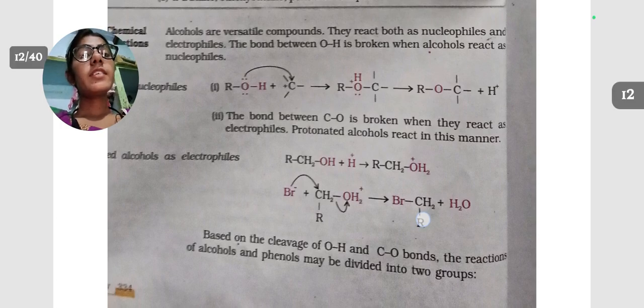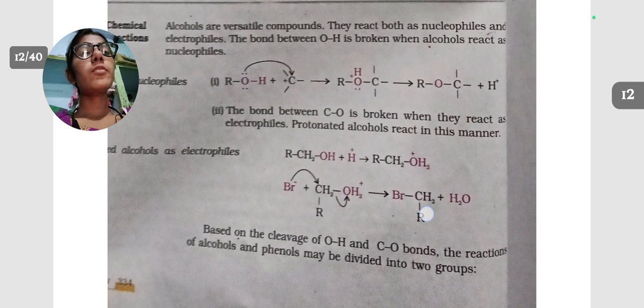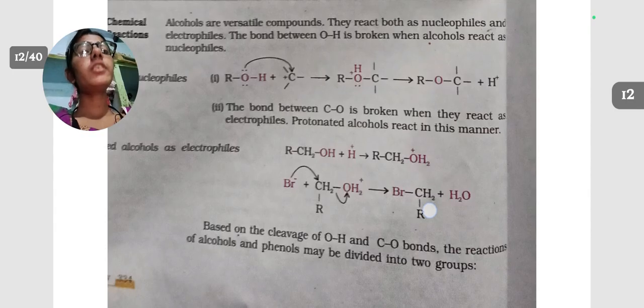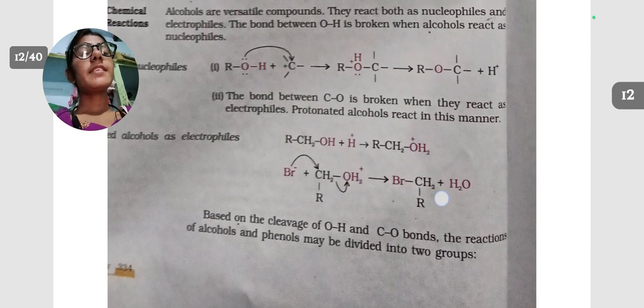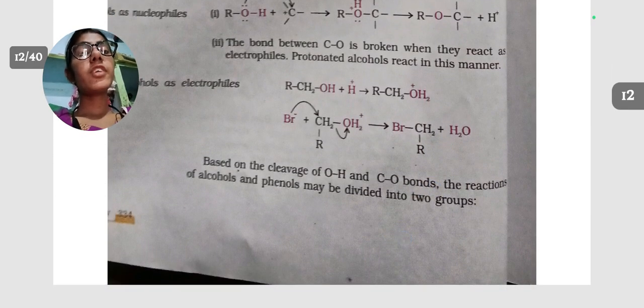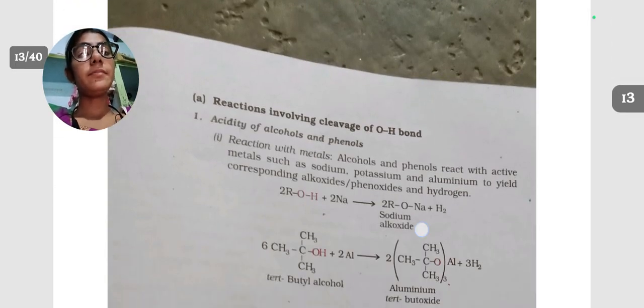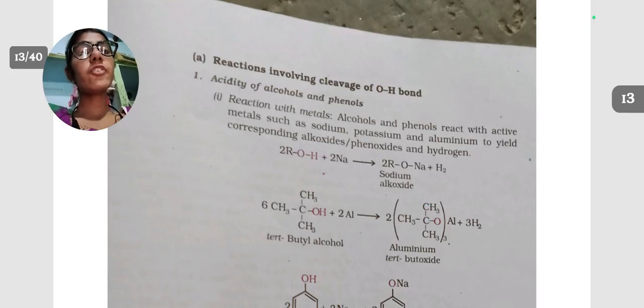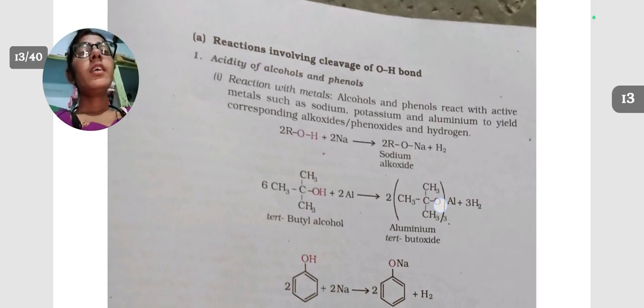The second is the bond between the C–O bond, which is broken when the electrophile proton is involved. Alcohols react in two manners. Based on the cleavage of the O–H and the C–O bond, the reactions of alcohols and phenols will be divided into two parts. First are the reactions involving cleavage of the O–H bond: acidity of alcohols and phenols.